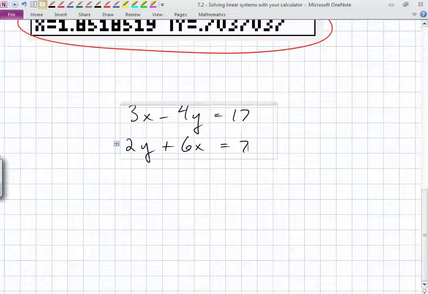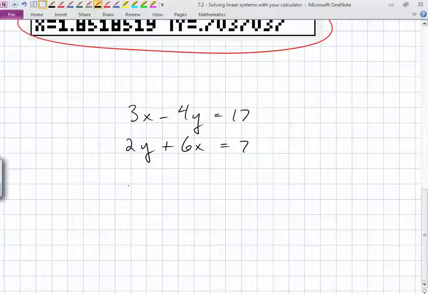We could graph both of these lines by finding the intercepts and connecting the intercepts, but you'll notice that you're probably going to have some nasty fractions. 17 is not a good sign, the 7 isn't a good sign. You can't really reduce this any further. So this would be a great candidate for graphing on your calculator and plotting the intersection.